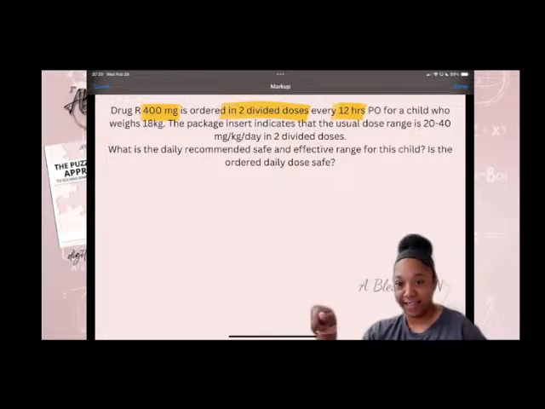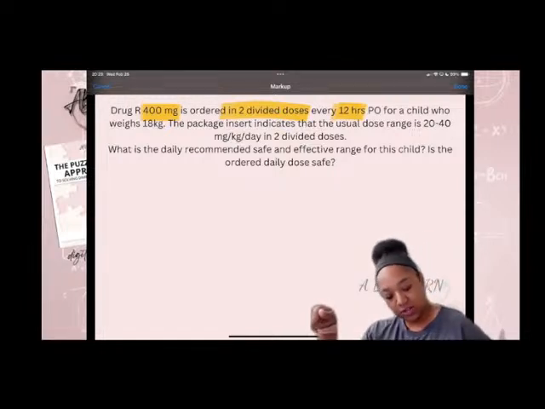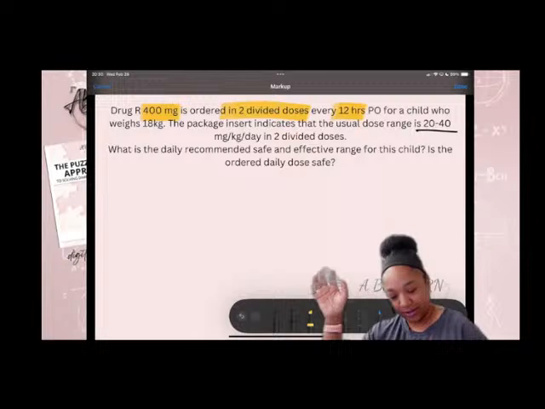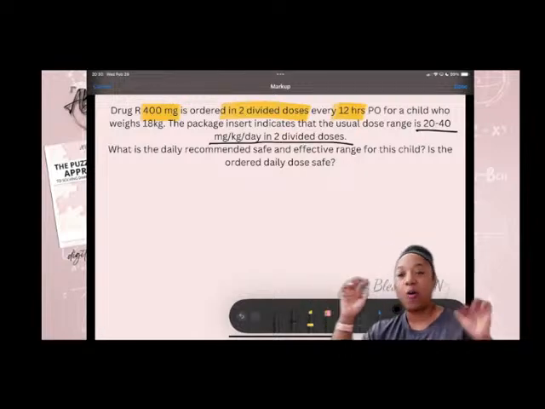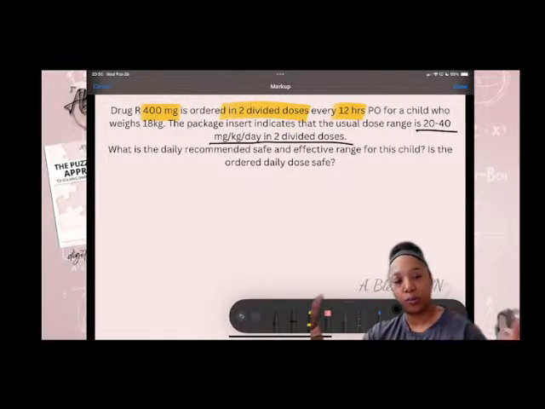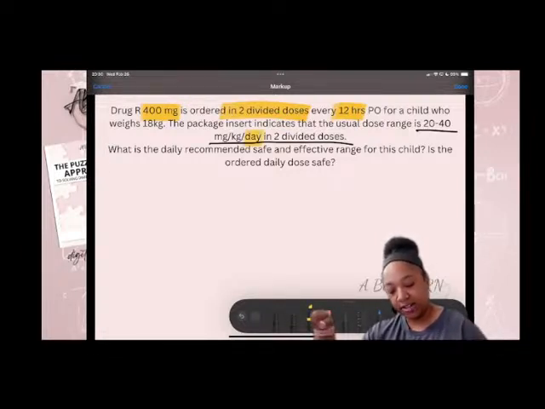Do you see that? Okay. So we don't even care about that right now. What we need is the safe dose range, okay? We need to see what is safe and what is not safe. What is the green zone and what is the red zone, okay? And we use that 20 to 40 milligrams per kilogram per day. All right, let me get my colors out again. You see this right here? That says day, right? 20 milligrams per kilogram per day.